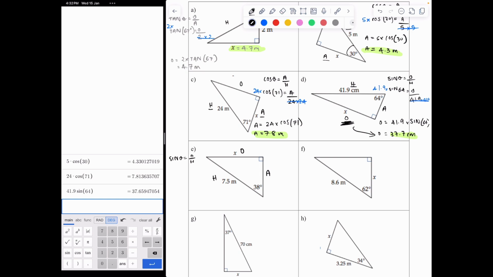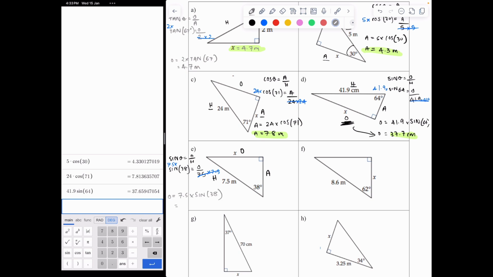Alright, sine, let's substitute everything in. Sine theta, which in this case is 38, equals O, which is unknown, over H, which is 7.5. Rearrange to find what O is, the opposite. We do that by getting rid of the 7.5, timesing it to the other side, and rewriting it neatly as O equals 7.5 times sine 38. What is that going to equal?